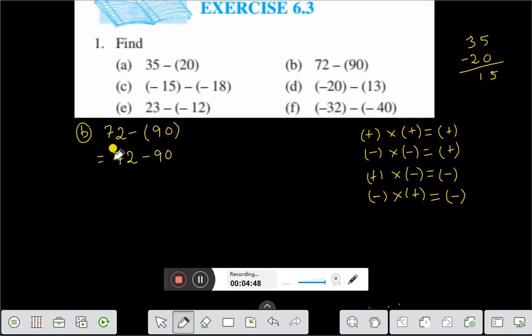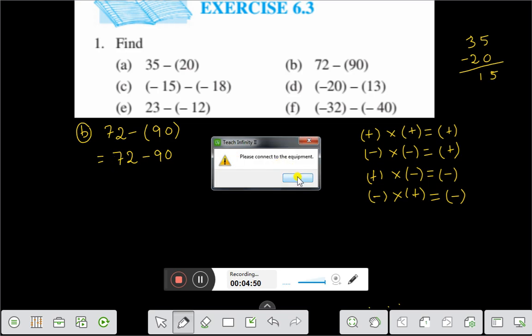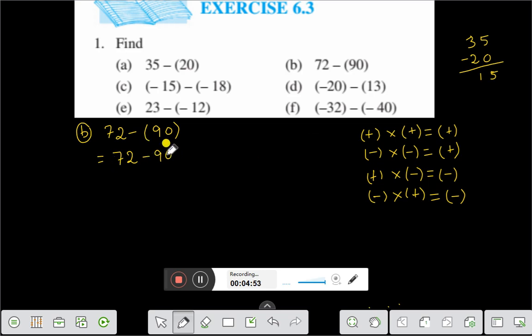Now you see, 1 is plus, 72 has no sign, means it is plus, and in here minus 90, it is minus. 1 is plus, 1 is minus. That means you have to subtract the smaller number from the greater number, right? The greater number is 90. If you subtract 72 from it, what are you getting? 2 minus 0 is... borrow 1, 8, and 8 minus 7 is 1, that is 18. The number is 18. Now the sign.